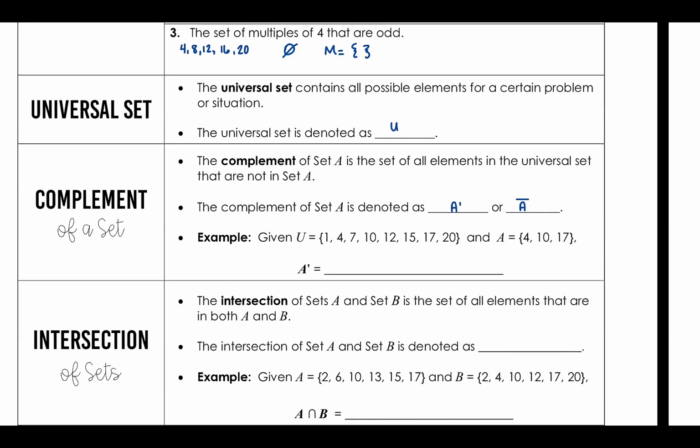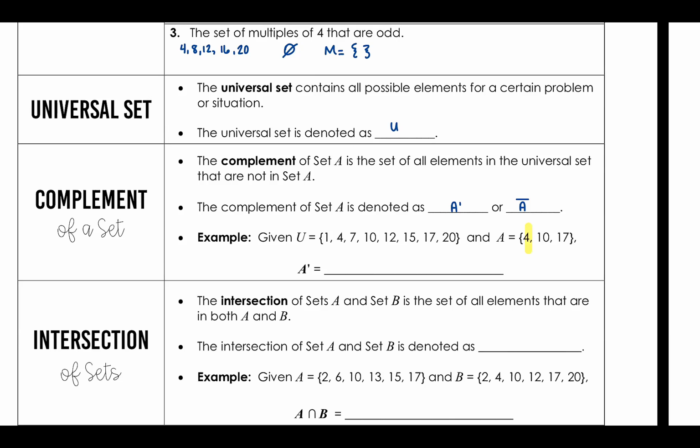So for example, we've got universal set U. It's got 1, 4, 7, 10, 12, 15, 17, and 20. And they give us set A, which is 4, 10, and 17. They want to know what is not in A, but is in our universal set. So the easiest way, I'm going to show you guys how to do this, get your handy dandy highlighter.